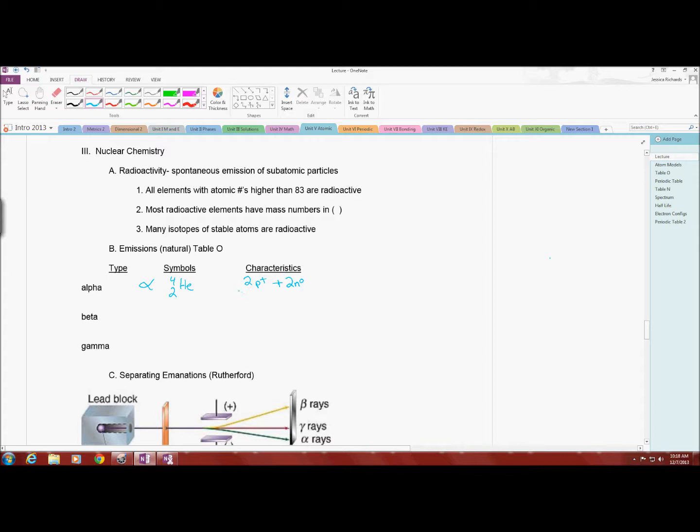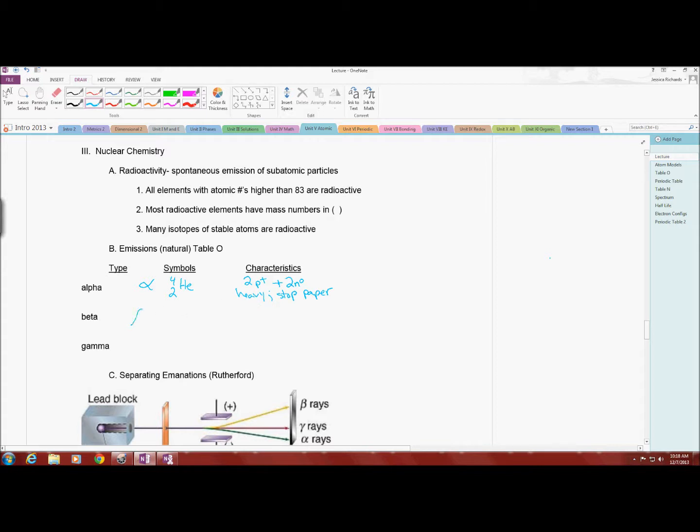It's a helium nucleus. It's the heaviest one, and we can stop this stuff with paper. So you can just wrap something that's spitting out alpha particles in paper. The paper itself will stop it. Your skin will stop alpha particles. So this one isn't as dangerous.